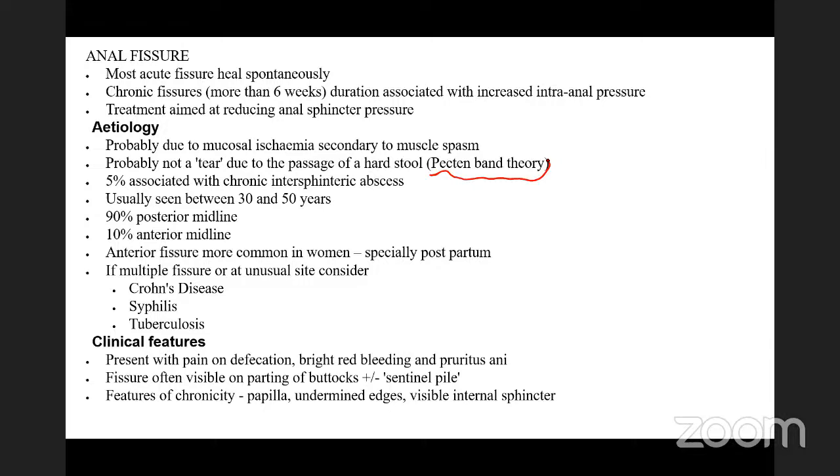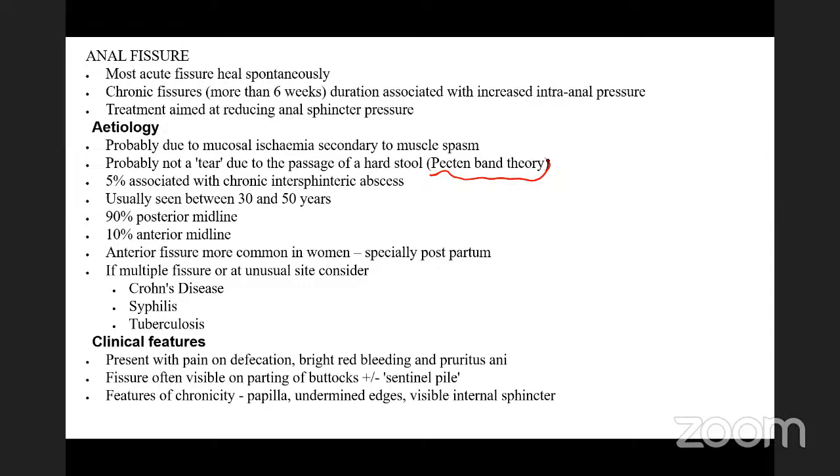If there are multiple fissures, or they occur in unusual sites other than the anterior or posterior, you should know that there may be a chronic pathology like tuberculosis, syphilis, Crohn's disease. When you start seeing abnormal fissures or fissures in abnormal locations, start thinking of chronic granulomatous conditions or some other form of chronic conditions.